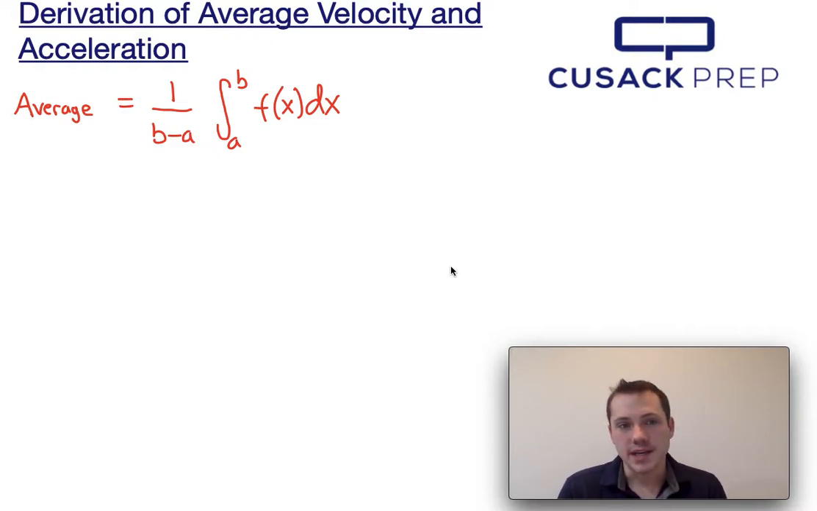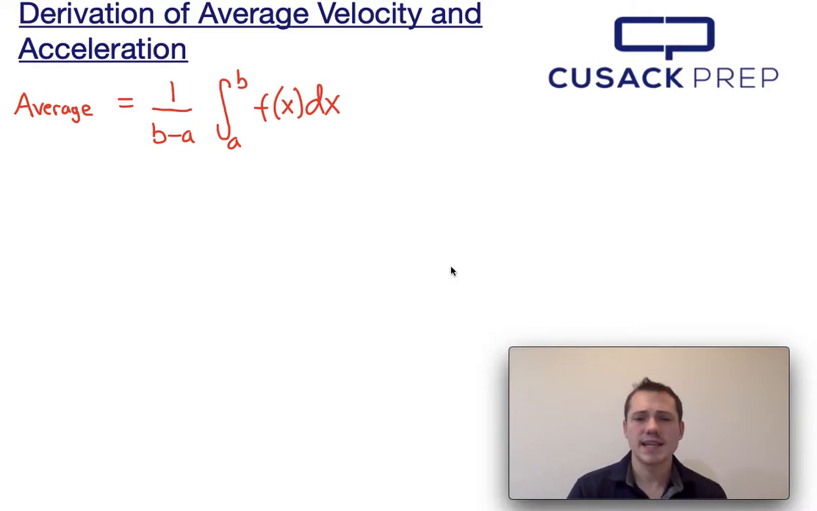Now, what I have presented here is from calculus, and if you're early in the year in AP Physics C, you may or may not be familiar with this. But this equation helps you figure out the average for any function. It's proven, and so we're just going to accept it as a fact for now. We're going to show how we can use it to figure out the average velocity and the average acceleration.